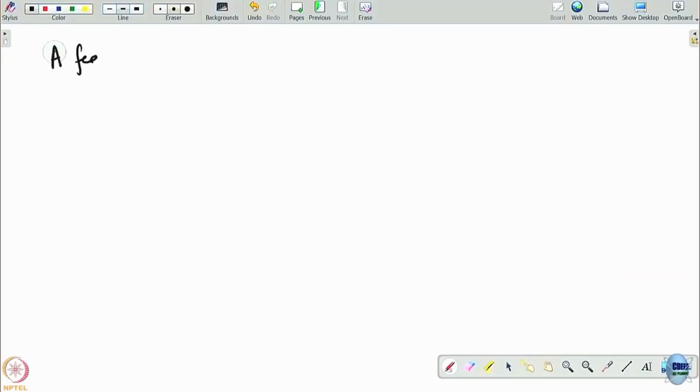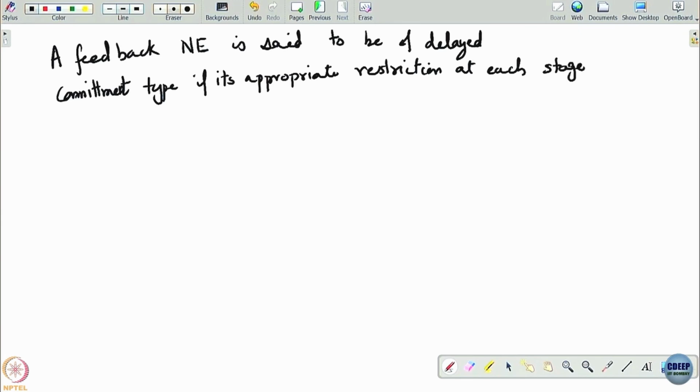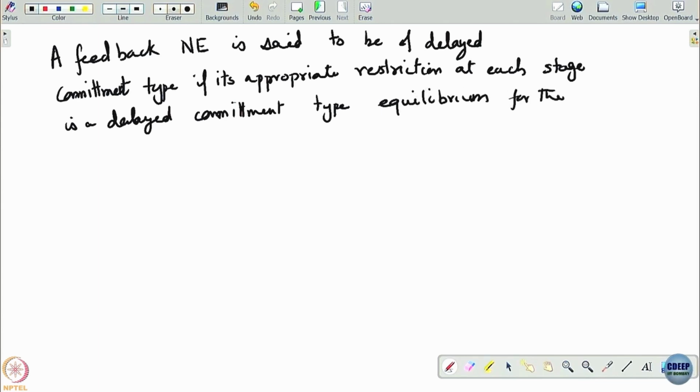So, feedback Nash equilibrium is said to be of delayed commitment type if its appropriate restriction to each stage is a delayed commitment type equilibrium for the corresponding single act game.